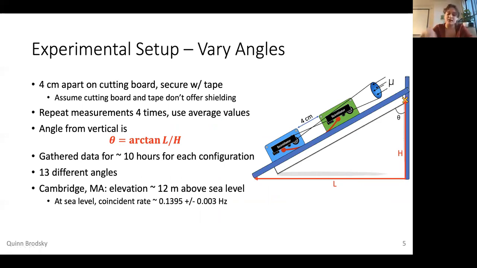So to measure the height, I put a measuring tape on my table and then measured up to the point that I had marked on the cutting board, to this yellow point. And I let that be the height.